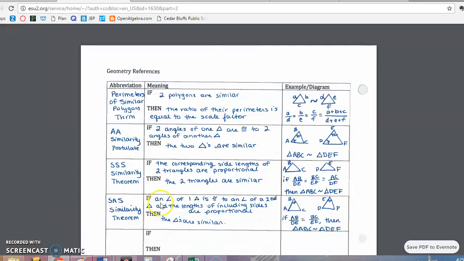Side-angle-side says if an angle of one triangle is congruent to an angle of a second triangle, and the lengths of the including sides, so the sides that make that angle the included angle, so here it would be AB and BC, here it would be DE and EF, are proportional, then the triangles are similar. So here we need two sides and one angle measure, and it has to be the included angle.